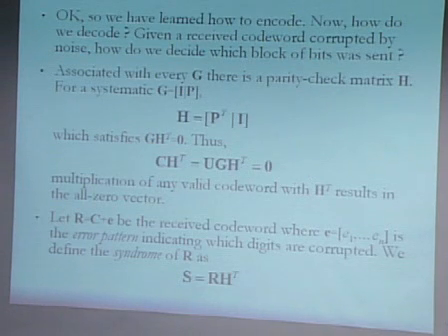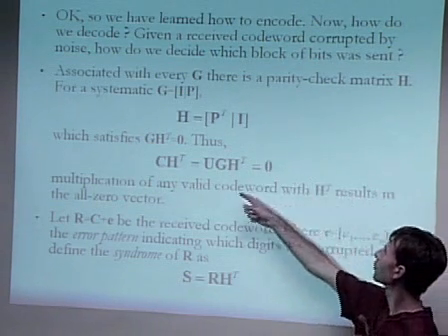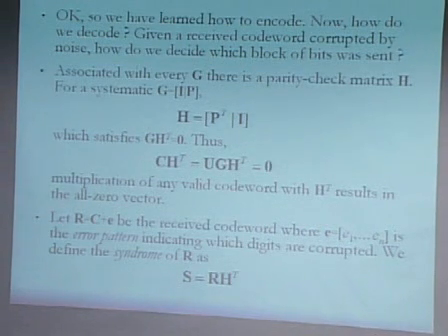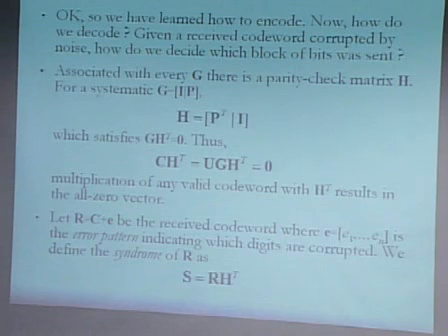So the point is, multiplication of any valid code word C by H transpose results in a vector that has all zeros. Say we received a vector R, which is a valid code word C, plus some errors E, some flipped bits. So this is the error pattern that has a 0 where there was no error, and a 1 where there is an error.